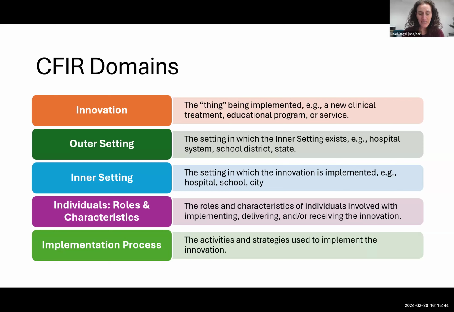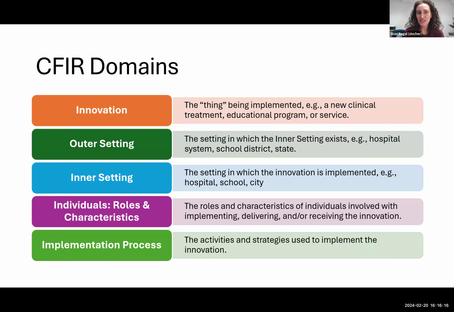So in terms of the domains, these are the definitions of the domains. You'll see that intervention was changed to innovation, and we can talk about that. But the definition of innovation is the thing that's being implemented. And this can be a new clinical treatment, a program, or a service. One of the innovations I use in my work is, for example, cancer screening, which isn't innovative or new, but it's something that we're focusing on improving the implementation of. So whatever your thing is, that goes in that box.